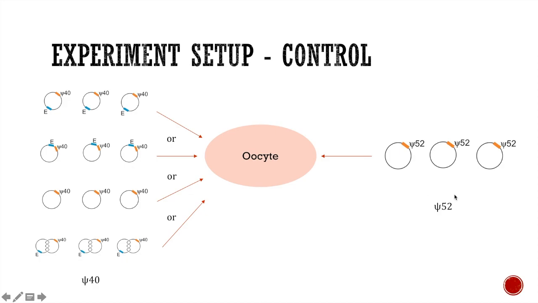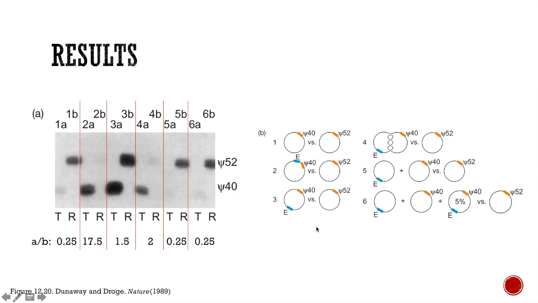Finally, it's time for the experimental results. Dunaway and Droge did the following 6 groups of sub-experiments, and the S1 mapping results are shown in this figure, with the numbers corresponding to each group. In the first group, they co-injected the Cy40 without enhancer and the same amount of Cy52 into the same oocyte, and measured the transcription activities of each.